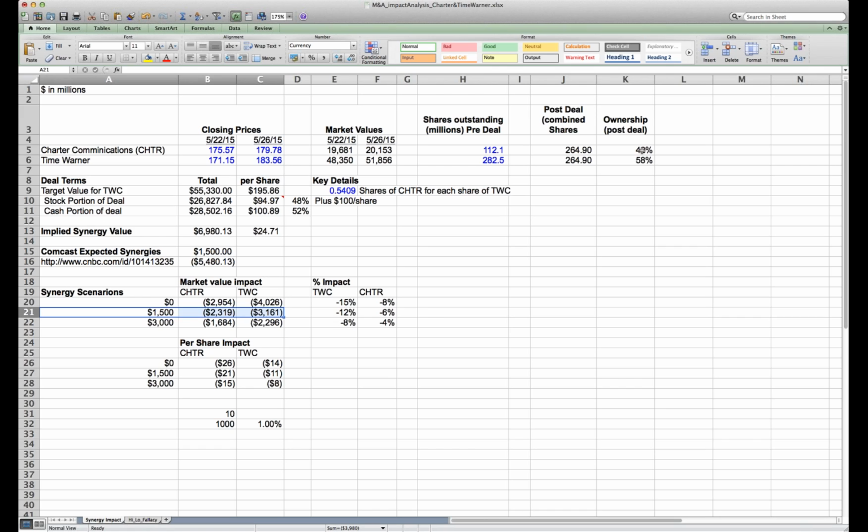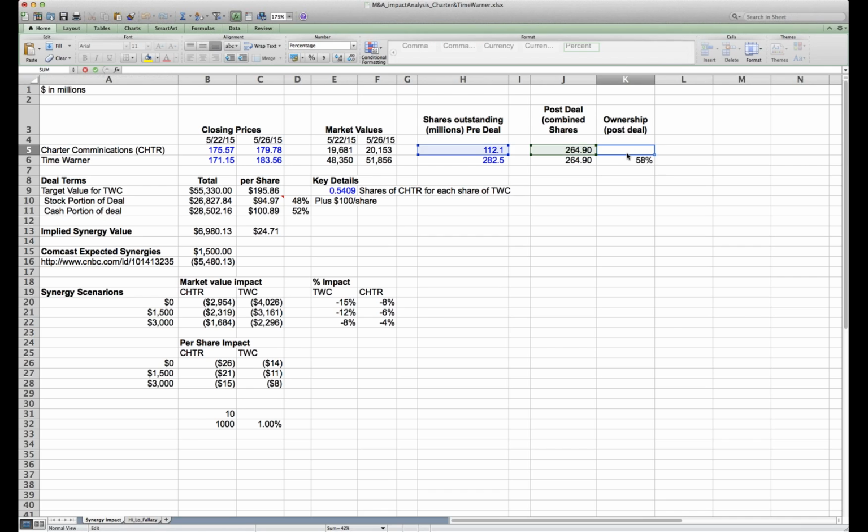Well, the way you figure out what the market value impact on Charter Communications is, you look at what percentage of the new combined company they own. And when you look at the post-deal shares of the combined company, right, Charter owns 42% of that based on their pre-deal shares, and Time Warner is 58%. So Charter's going to take a hit on their market value of about, if there are no synergies, $3 billion. Time Warner, $4 billion.